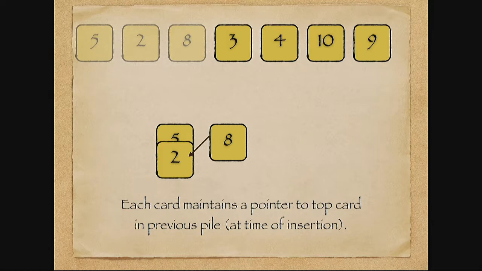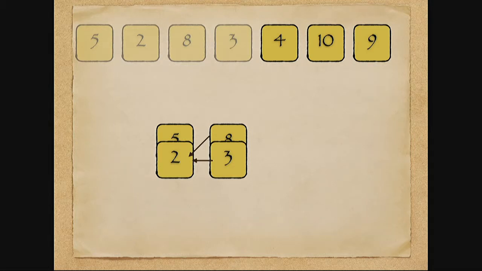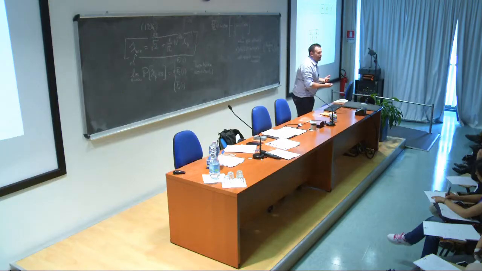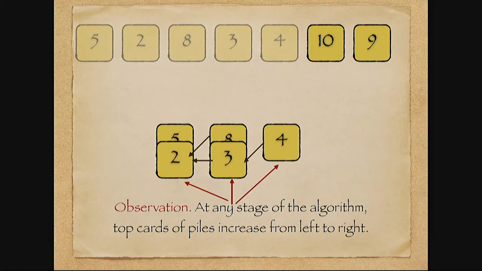Now you've got 3. Where would you put 3? You will put 3 on top of 8, right? And you need to remember to put an arrow pointing from this top card to the top card of the previous pile. That's how the algorithm works. You will see at the end when I do everything. Then 4: you need to put another pile. You can observe that at any stage of the algorithm, the top cards of the piles increase from left to right. 2, 3, 4. This is obvious, right?